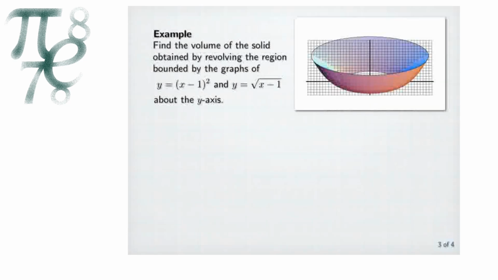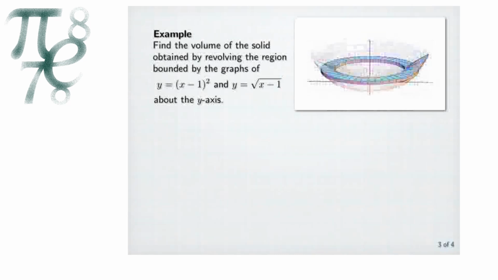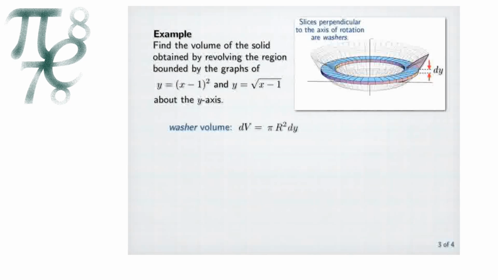This solid differs somewhat from those in the previous examples in that slices perpendicular to the axis of rotation are not disks, but rather disks with holes, which we refer to as washers. So let's consider a typical washer at height y with thickness dy. Its volume dV will be pi times the outer radius capital R squared dy minus the volume of the hole, which is pi times the inner radius little r squared dy. Notice that this can be factored and written as pi times (capital R squared minus little r squared) dy.